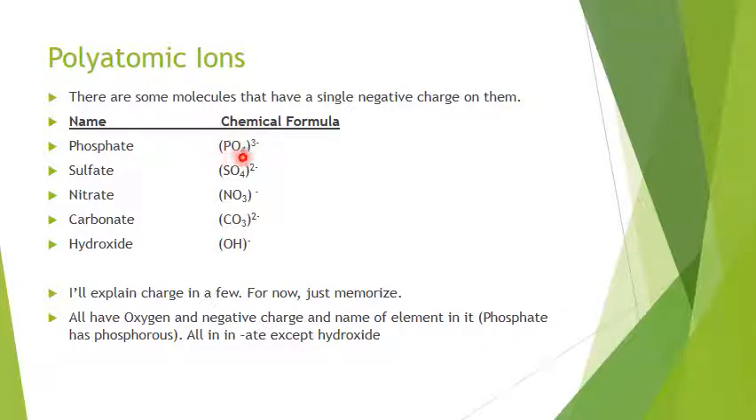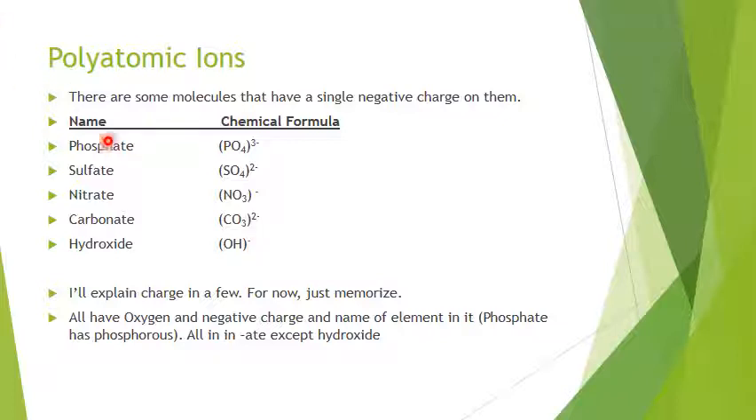What I'd like to do in class is circle this or put in parentheses, because this whole thing has a 3 minus on it. SO4 with a 2 minus, NO3 with a minus, CO3 with a 2 minus, and OH with a minus. These are really, really important, okay? Spend lots of time memorizing these. These will probably get one of the most use for the next 4 weeks, 5 weeks, all right?